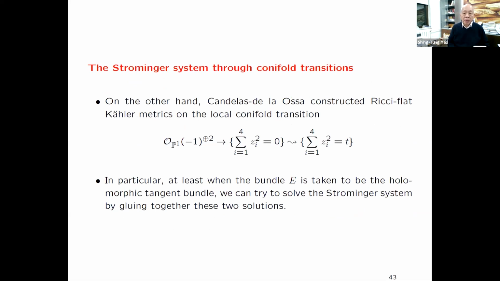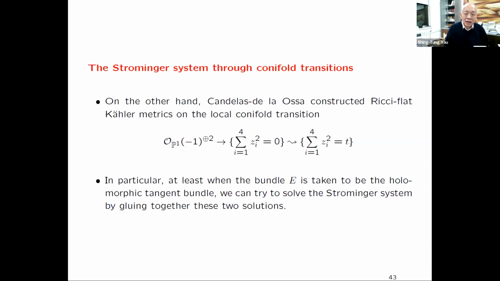Well, an important statement was made by Candelas and de la Ossa, where they construct a Ricci-flat Kähler metric on the local conifold transition. So when you go from a local singular point, the sum of z_i^2 equals 0, there's a bundle, O(-1) plus O(-1) bundle over here, and you move to the non-singular one. So we want to see what interesting Ricci-flat metric can be created out of this.